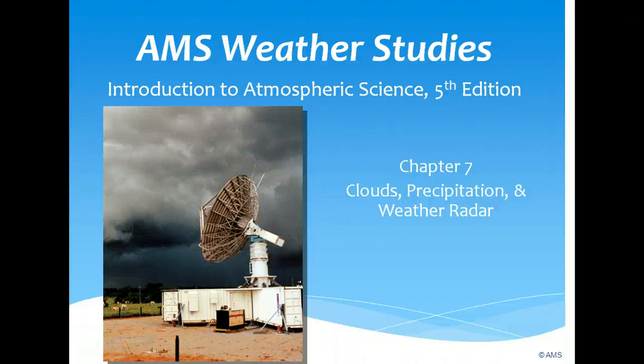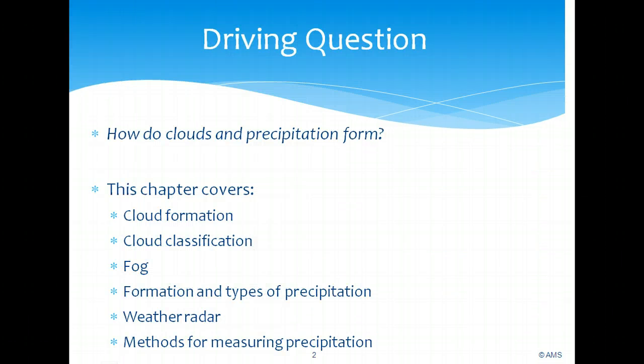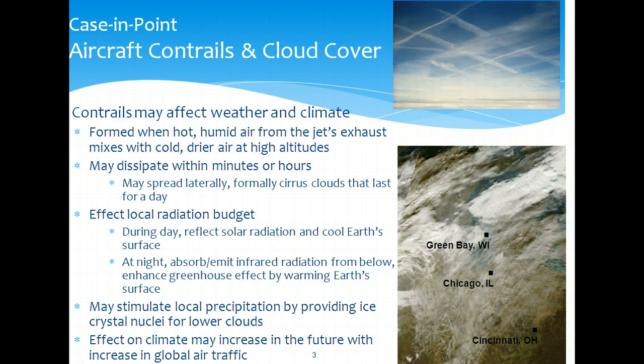This is the PowerPoint for the AMS Weather Studies course at Mohawk Valley Community College, WE 101. This will be Chapter 7, where we'll talk about clouds, precipitation, and weather radar. One of the more important questions that this particular chapter will discuss are how clouds form and how does precipitation form. We're going to talk about this as well as weather radar and various methods for measuring precipitation.